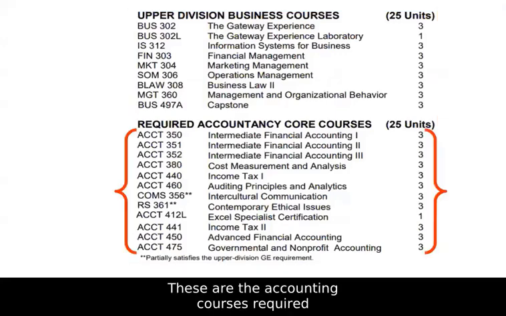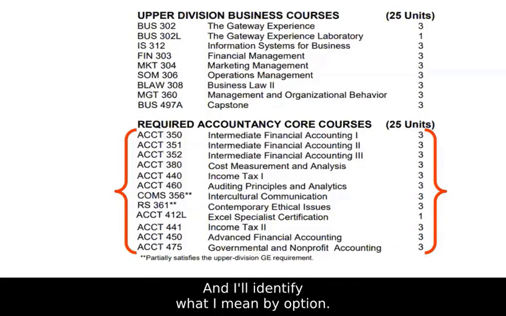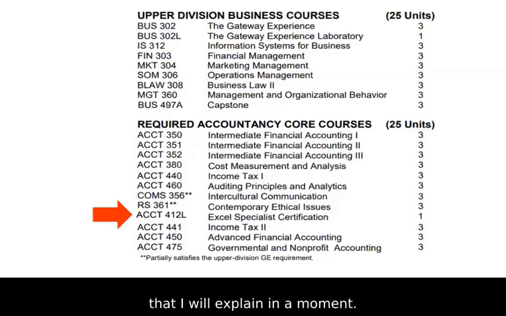These are the accounting courses required by every accounting major, no matter which option you select, and I'll identify what I mean by option. None of you have yet selected an option. You won't until next semester when you are moved to the accountancy major. Right now, you're all pre-accountancy. Accounting 412L is a new requirement that I will explain in a moment.